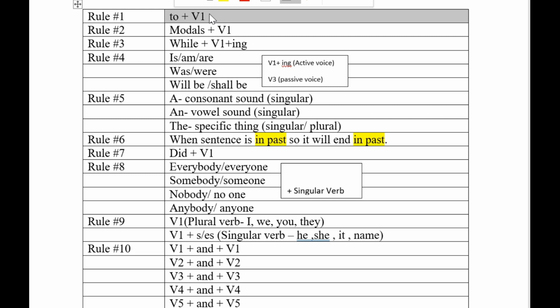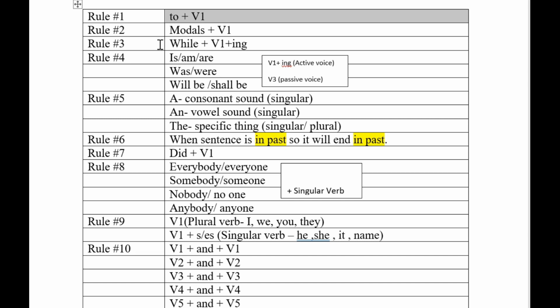Just to make you understand better, we have 5 forms of verb. So here goes another homework that you have to open your previous books and see all 5 forms of different verb forms. Okay. Rule number 2 says if any modals come in a sentence, it will be followed by verb first form. Rule number 3 says if you have while in a sentence, then it will be followed by verb first form plus ing.